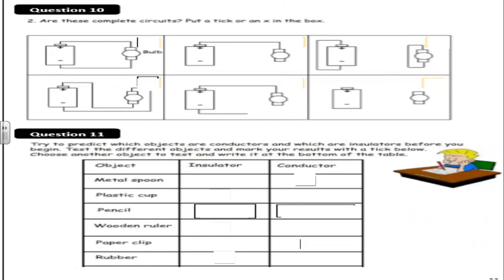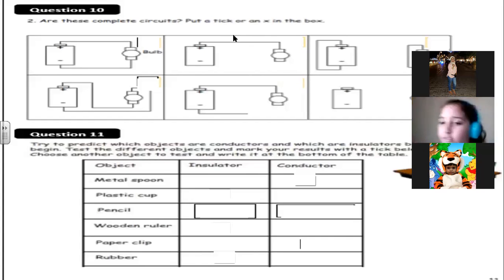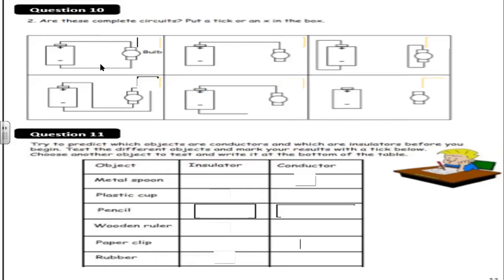Now the next one is question number 10. Are these complete circuits? Put tick or X. Fayrouz, can you answer the first one, dear? Is this a complete circuit? Yes, it is a complete circuit. Very good.